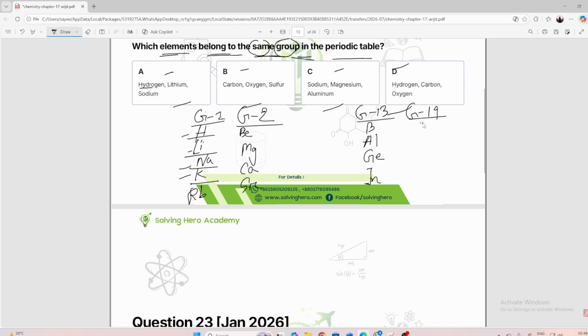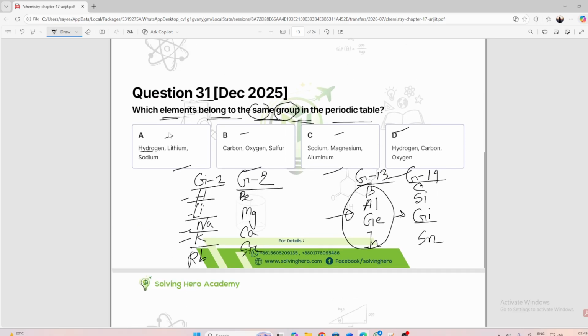At group 14, at first comes carbon, then this comes, then tin. So you have to just look at the periodic table and memorize all the elements that belong to each group.